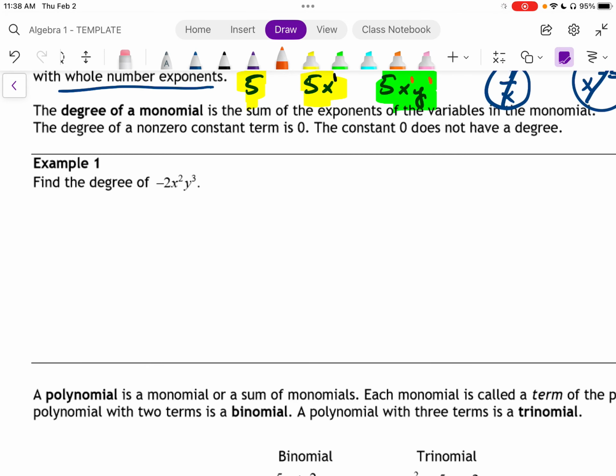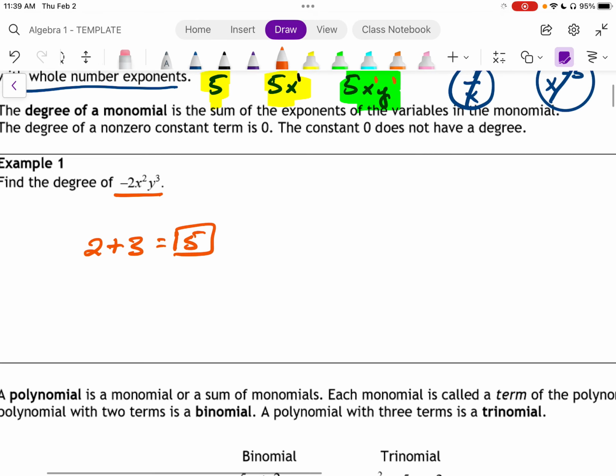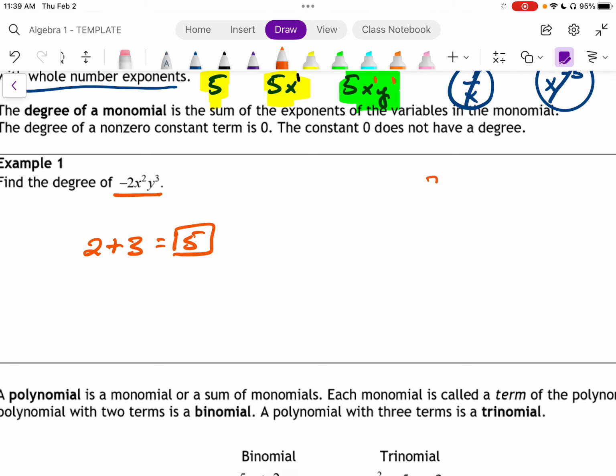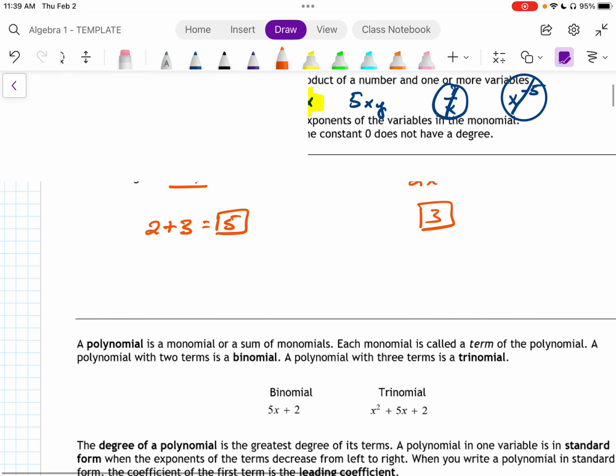We're supposed to find the degree of this. Because it has more than one variable, we're going to have to add up their exponents. So we're going to say, well, 2 plus 3 gives us 5. Okay? If the problem said something like, I don't know, just 2x cubed, then the degree would be 3, right? That's a little bit easier there. But when we have the multiple variables, we have to add up those exponents. Okay, that is the degree.